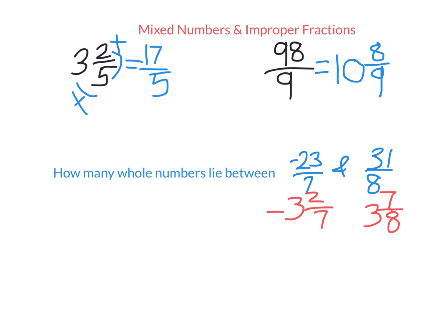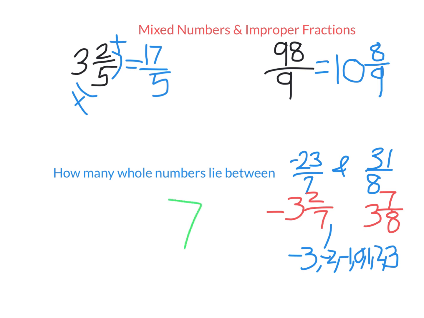Well, between these two numbers, we would have negative 3. That's more than negative 3 and 2/7. We'd have negative 2, negative 1, 0, 1, 2, and 3. All of these whole numbers are between these two mixed numbers. 4 I don't include because it's more than 3 and 7/8. So you can see there are 7 such numbers, and that's our final answer.